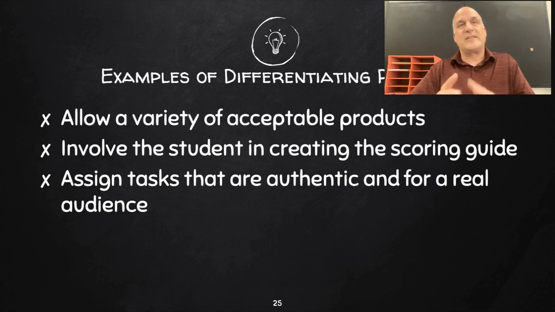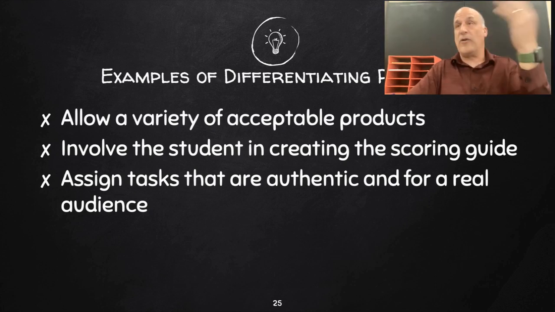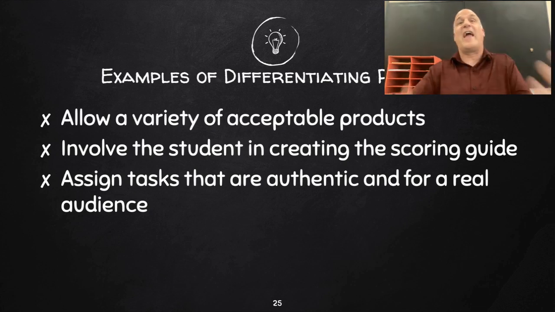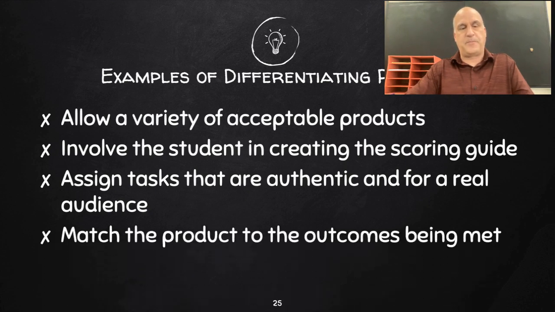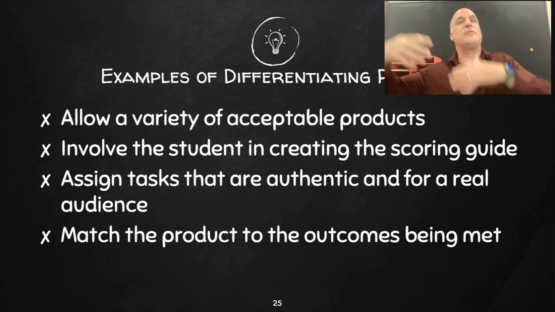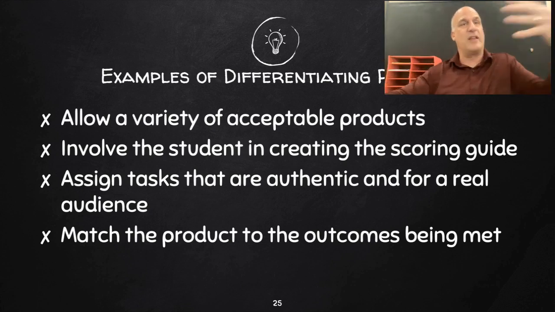We want to make sure that we assign authentic tasks for real audiences, because this is what makes it relevant, and this is what makes students care about the product. So if they're actually producing something that's not just going to get hung on a fridge or thrown in a waste paper basket, but it's something that could actually be used, it's going to encourage them to step up their game. We also want to match the product to the outcomes being met. So if we have a content standard that asks students to physically do something, then they should be physically creating something rather than answering multiple choice questions.